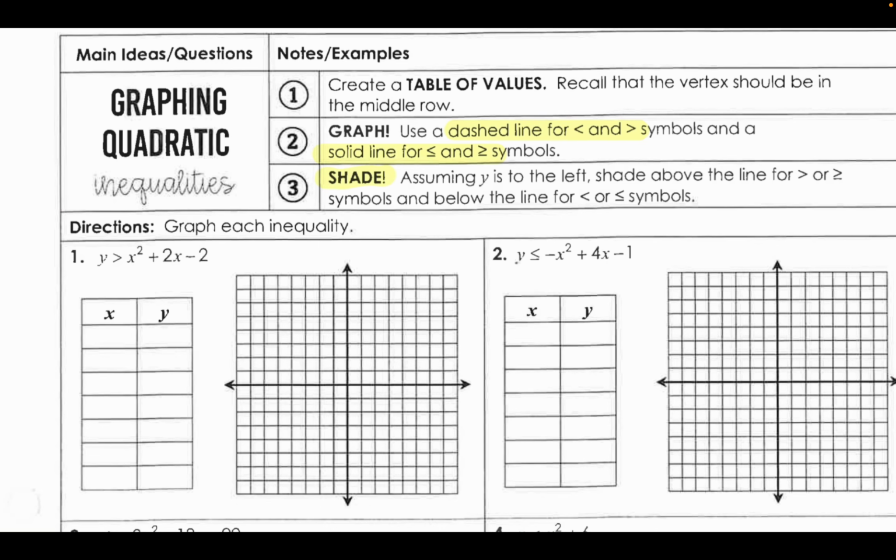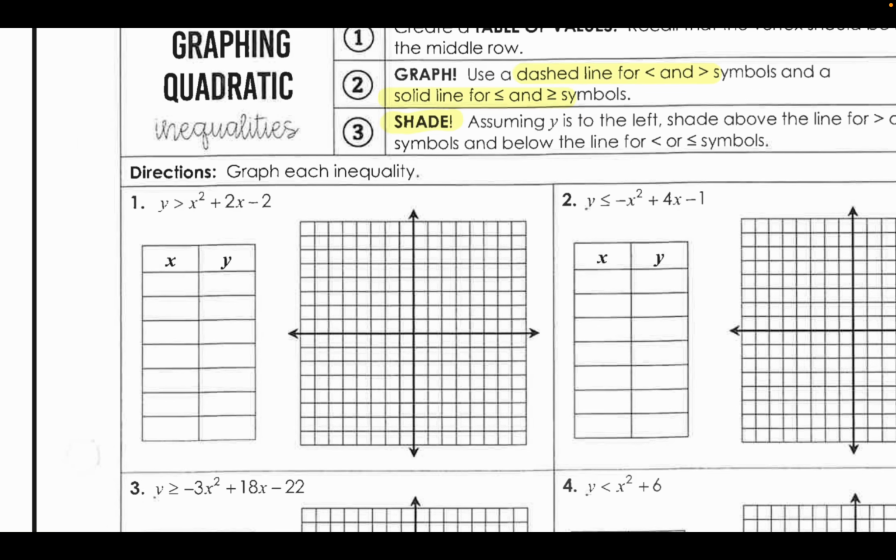And then shading, that we're going to be shading above or below, depending on whether it's less than or equal to, versus greater than or equal to. So the or equal to tells us whether it's a solid line or dashed line, and whether it's less than or greater than tells us where we shade at the end. Otherwise, it's the exact same as graphing these otherwise.